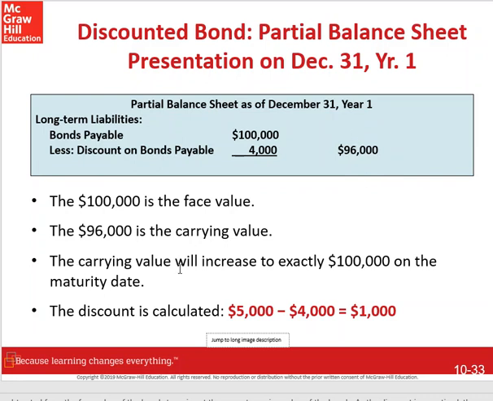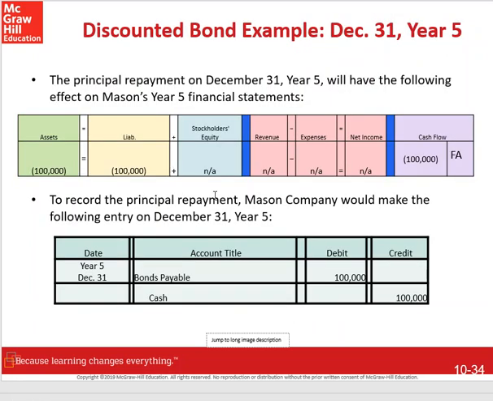So the carrying value has to increase to exactly $100,000 at the maturity date. And by amortizing that bond discount over time, we're going to arrive right at 100,000 at the maturity date, and then we're ready to pay the whole thing back. And paying it back is simple. We're just debiting bonds payable, crediting cash, and the cash flow type is FA.